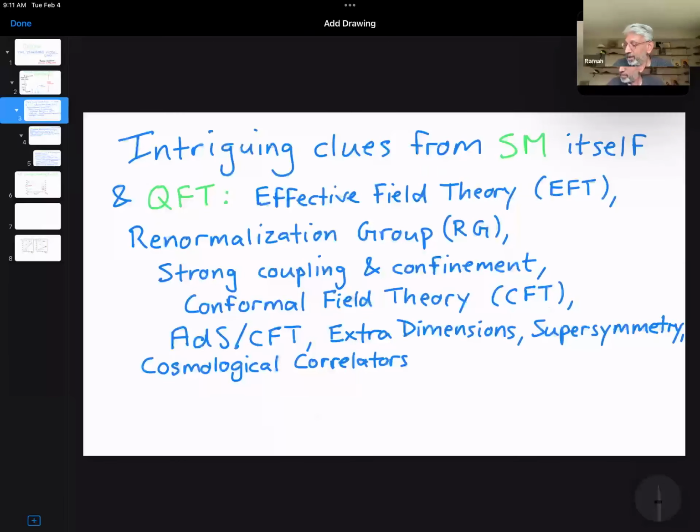As I said, we're going to look for clues from the standard model itself as to how to understand mechanisms that would create such large hierarchies. From the quantum field theory point of view, if I get through all the material I want, and I may not, the things I'd like to focus on from a theoretical perspective are effective field theory, which I usually just write as EFT, the renormalization group, the importance of strong coupling, non-perturbative effects like confinement, conformal field theory, a little bit about the AdS/CFT duality, extra dimensions of space-time, supersymmetry, and the importance of cosmological correlations. So that's the theoretical side of the story I'm going to tell.